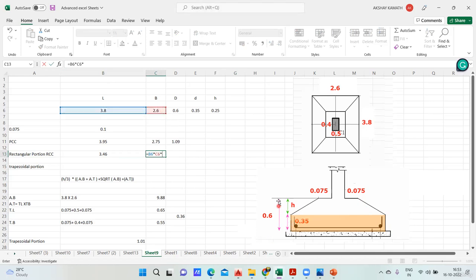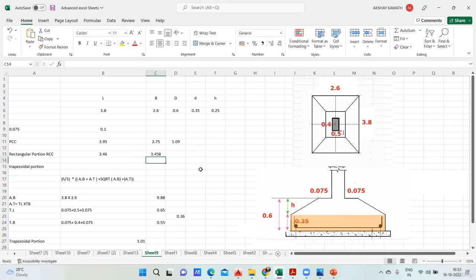And what is the depth? It's not the overall depth, you have to take only the rectangular portion depth. How much is it? 0.35. So 0.35 is here. I'll click on this, and I'm getting 3.46 cubic meter. This is only the rectangular portion. Again, the trapezoidal portion is left out.